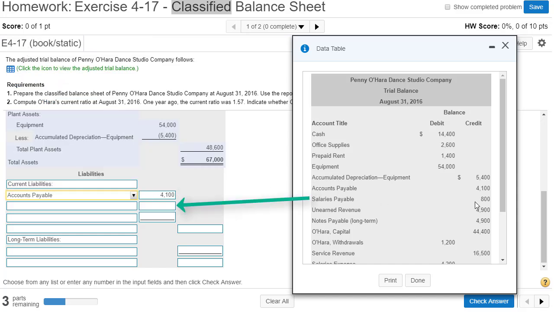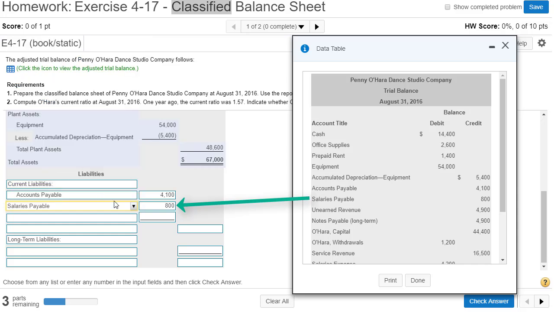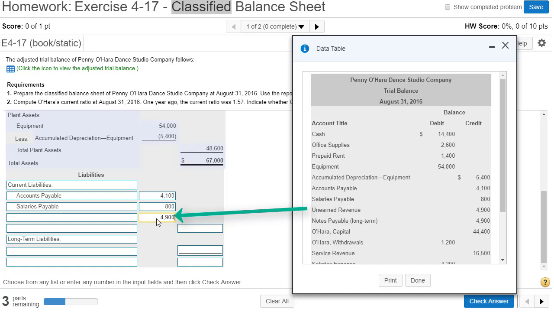Next, we've got salaries payable. You will have to pay your salaries payable within probably 2 weeks if you've got pay periods of 2 weeks. So that's obviously also a current liability, salaries payable. And then our unearned revenue, $4,900.